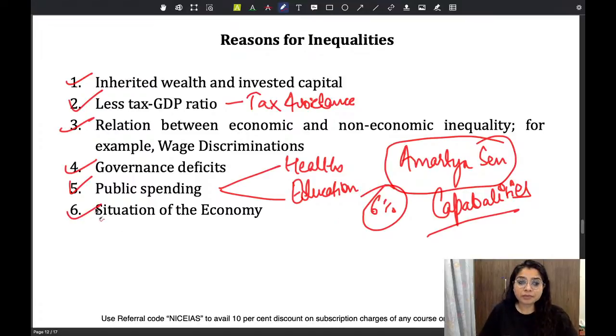Right? Then the situation of the economy. What is the situation of the economy? You need to see sector-wise performances. Agriculture is predominant. There is jobless growth. There is an informal sector. Female labor force participation is declining. All these are examples to state that our economy is very weak, very vulnerable, and therefore there are more inequalities in the society. Clear?